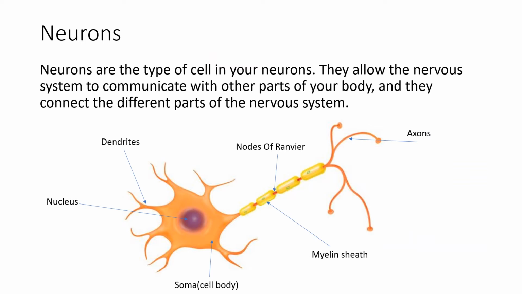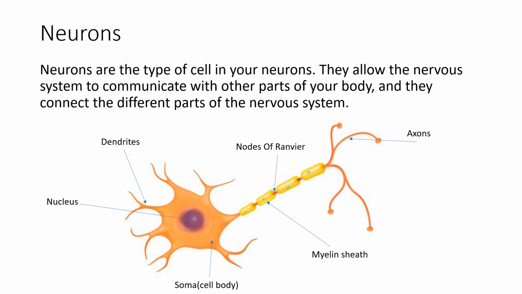So, now we're going to be talking about a neuron. Neurons are the types of cell in your nervous system. They allow your nervous system to communicate with other parts of the body, and they connect the different parts of the nervous system. They basically allow messages to be passed throughout your body.